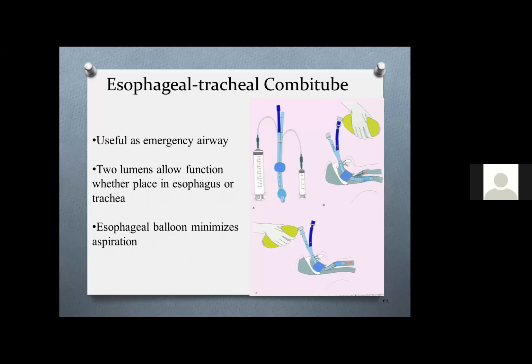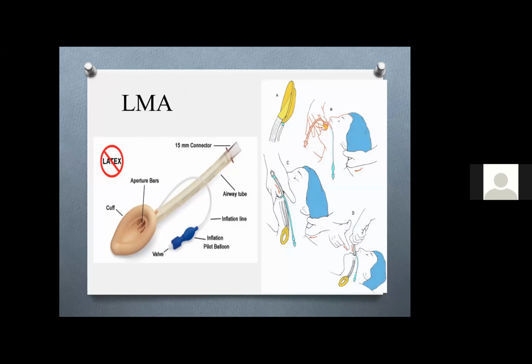So you inflate the two balloons. The holes in the middle cannot push air a lot because it's in a narrow space. So the air will go to the trachea from the lower part. So either it goes to the esophagus or the trachea, it's gonna ventilate, it's gonna work. So it's a nice, good device to use. And the upper balloon, the big one, it will minimize the amount of aspiration that's gonna happen.